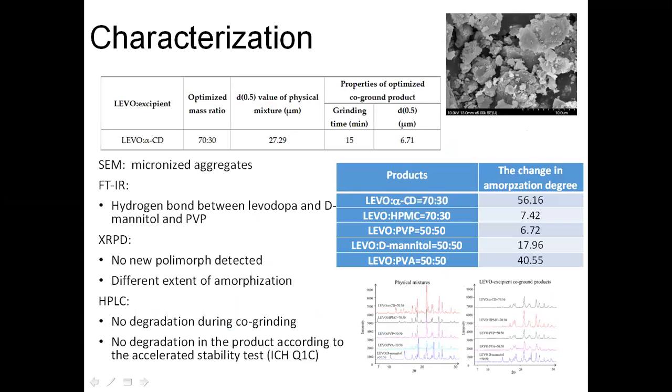The results showed that the optimized mass ratio and process parameters was 70 to 30 in the case of levodopa and cyclodextrin, and it was found that the grinding process decreased the degree of crystallinity of levodopa in the ground products compared to the raw physical mixtures. These changes can be related to the nature of the excipients. The alpha-cyclodextrin and PVP had an intensive crystallinity degree reducing effect. It could be seen that micronization was achieved after 15 minutes grinding time.